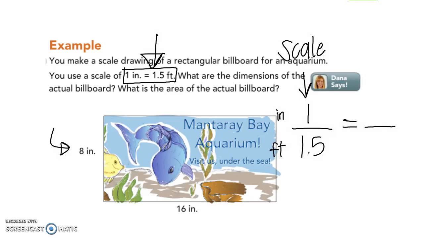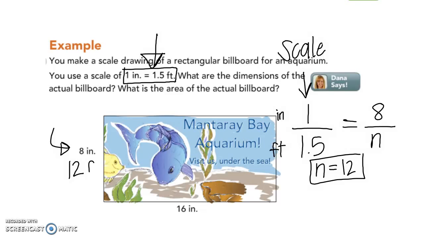So 8 inches, that is going to go where? Top or bottom on the other side of my proportion? On the top, I've got my inches on the top. So then N is going to represent the measurement from the actual billboard. So then I just cross multiply. 1 times N is 1N, and then 1.5 times 8 is 12. So I don't have to divide since I just have 1N, which is N. This is going to be 12 feet.